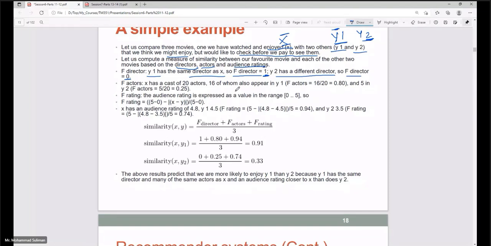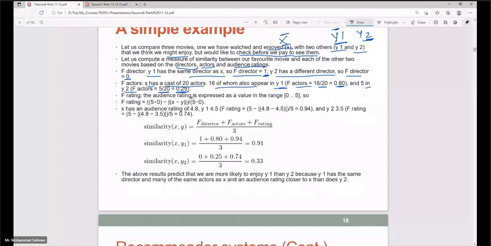Compared to that, the multi-value property is actors. There are 20 actors in movie X, 16 of whom appear in Y1. So the factor is 16 by 20, which is 0.8 for Y1. And 5 appear in the Y2 movie, so the factor will be 5 divided by 20, which is 0.25.